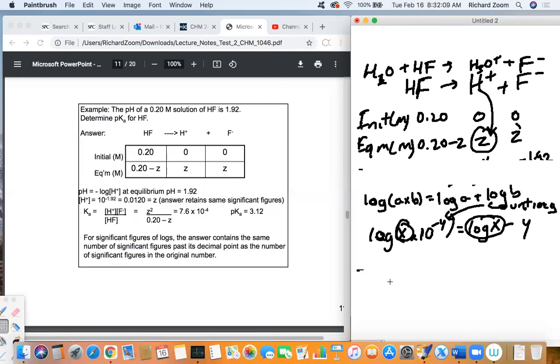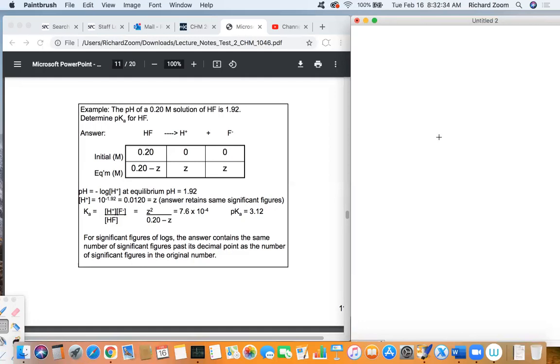The reason we do this is because it's much nicer to be working with numbers between 0 and 10 than it is to be working with 10 to the negative something or 10 to the negative 6, 10 to the negative 5. It just is a lot more convenient. That's why we deal with pKa's and pH's and things. All right, any other questions?